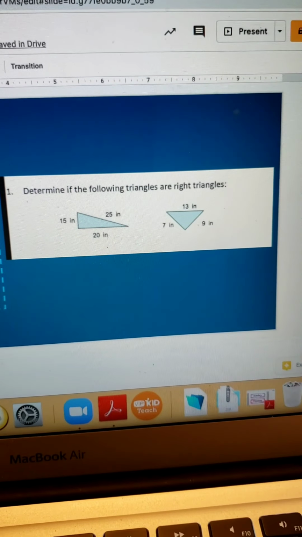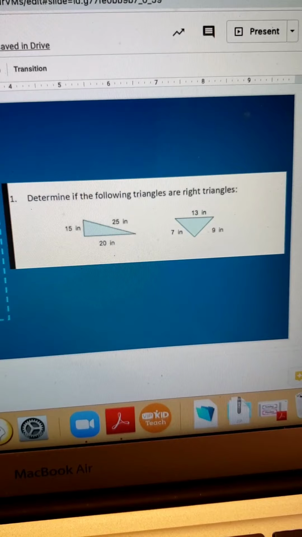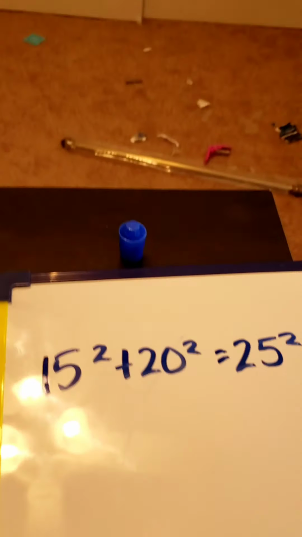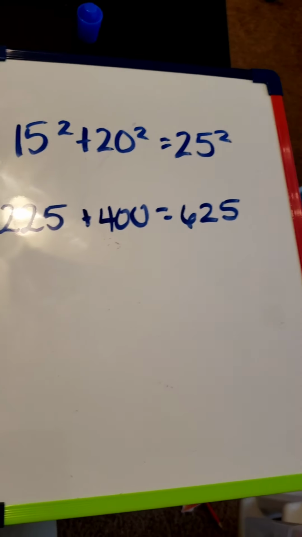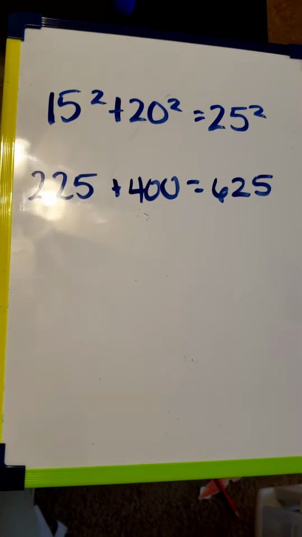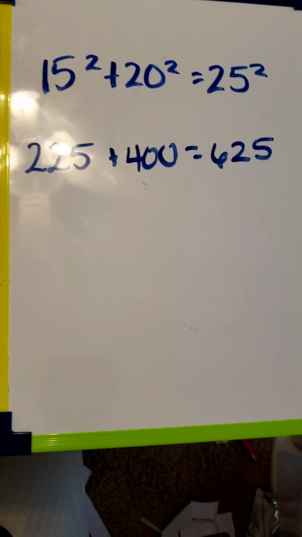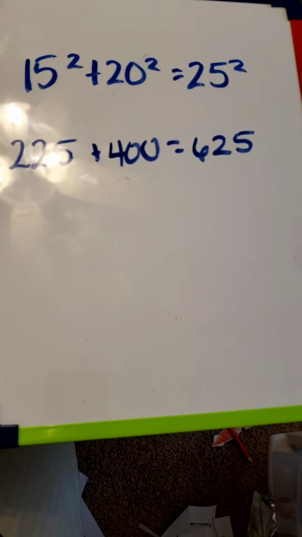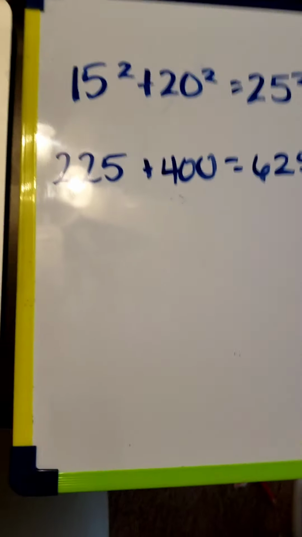And so for the first one, the way you would write it is like that. And obviously we can use our calculator or we can do our math if we remember all of our perfect squares. And we should be able to figure out that 225 plus 400 does equal 625. So that first triangle is a right triangle. So I would write yes.